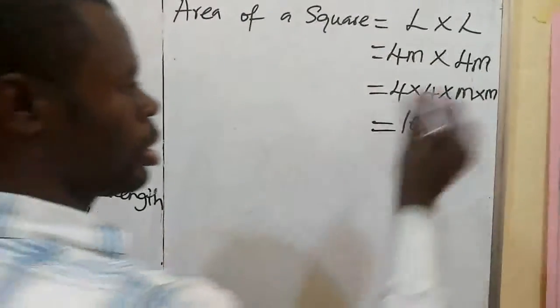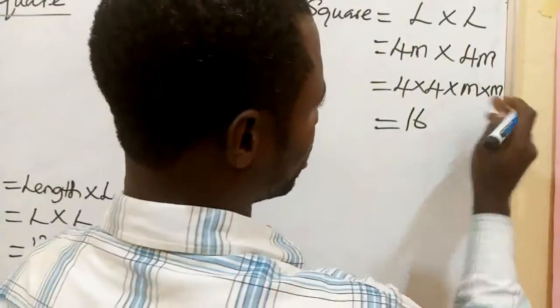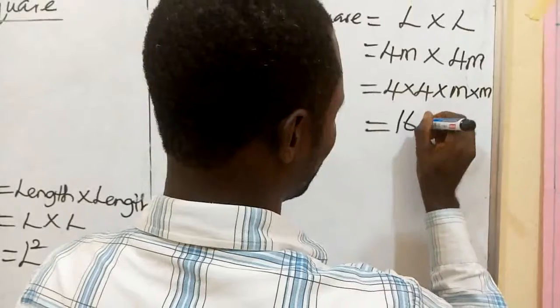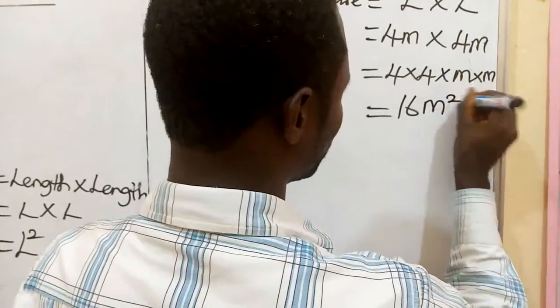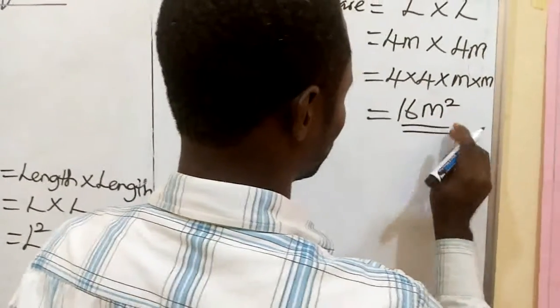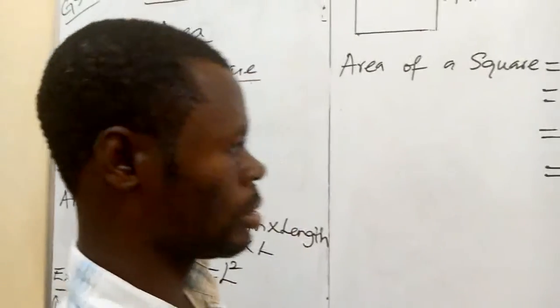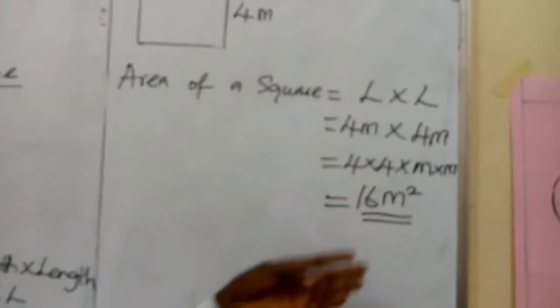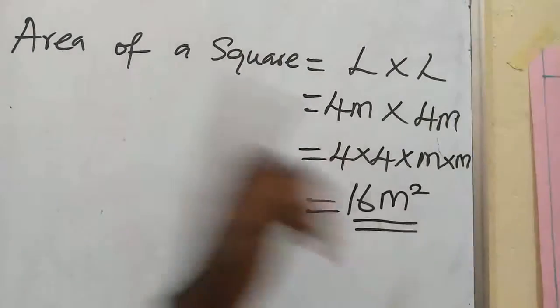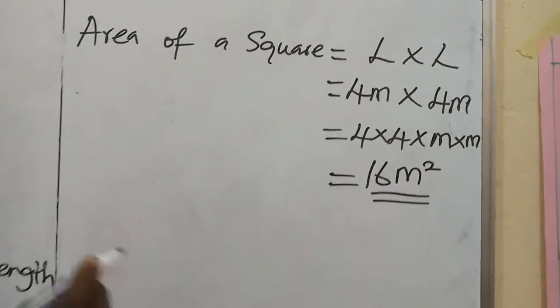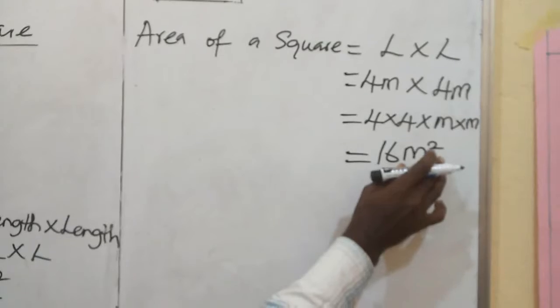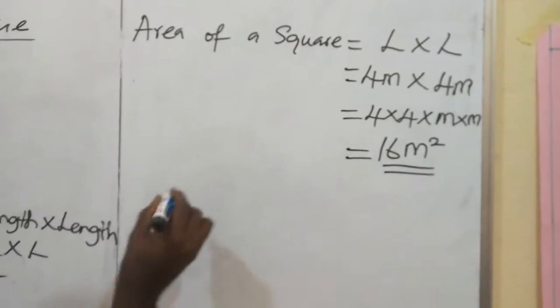Next is m times m. M times m is what? M squared. Any letter multiplied by itself, you raise the letter to power 2. So we have 16 meters squared as our answer.